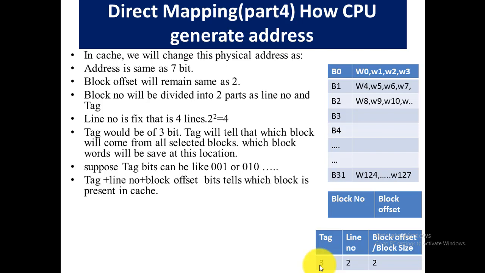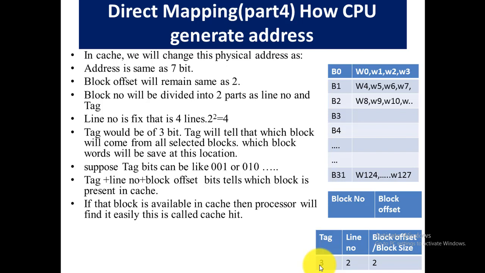So tag plus line number plus block offset makes 7 bits that tell which block is present in cache memory. If the processor needs data or instructions and generates an address, and this address matches the address in cache memory, it is called a cache hit. If that block is available in cache memory, the processor will find it and easily read it. This is called a cache hit.